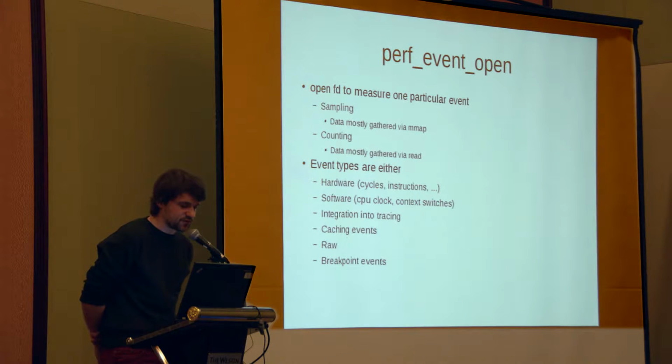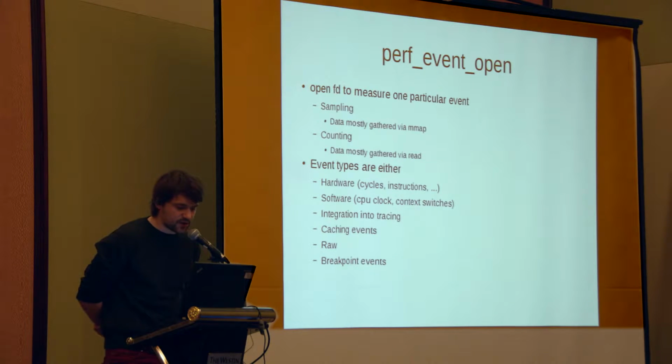You can open it for a specific kind of event, like for example the hardware cycles, like we saw in the perf list command, and it will return you a file descriptor, which you can use for two kinds of things, sampling or counting. So if you specify a sampling event, you normally just memory map a ring buffer from the file descriptor and process the ring buffer. In case you don't want to sample, like just counting, you can just use read and normally get long values from the file descriptor.